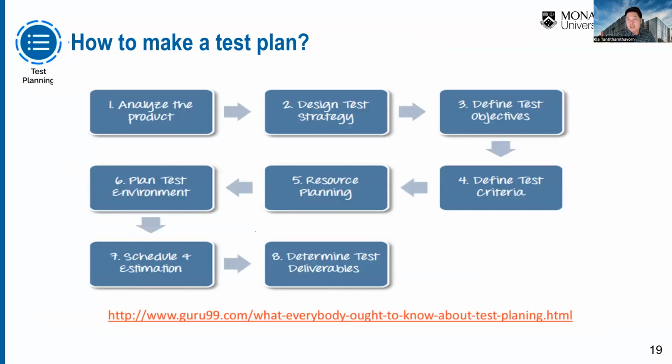And to develop the test plan, normally these are the general steps, okay? Starting from analyzing the product, deciding the test strategies, defining the test objective, defining the test criteria, resource planning: who is going to test it, using which computer resources, just a CPU or GPU, which environment, different mobile devices or not, and schedule and estimation. That's a cost. When are you going to finish? And determine the test deliverables, right?